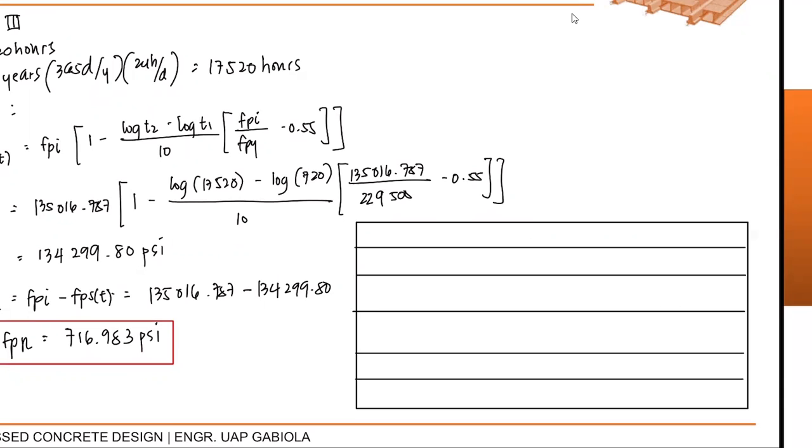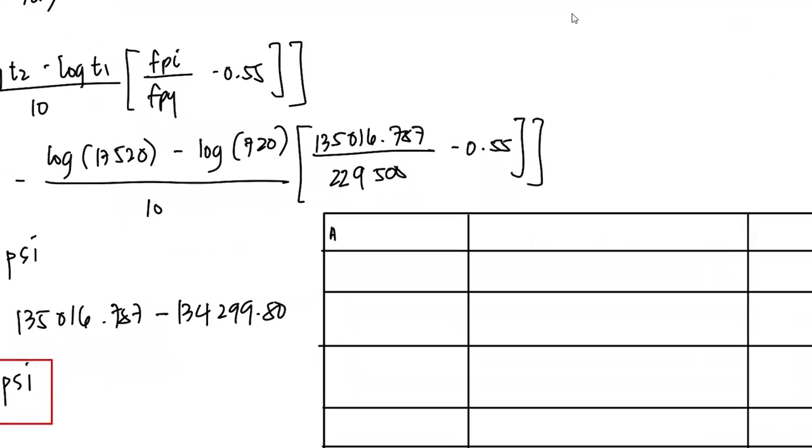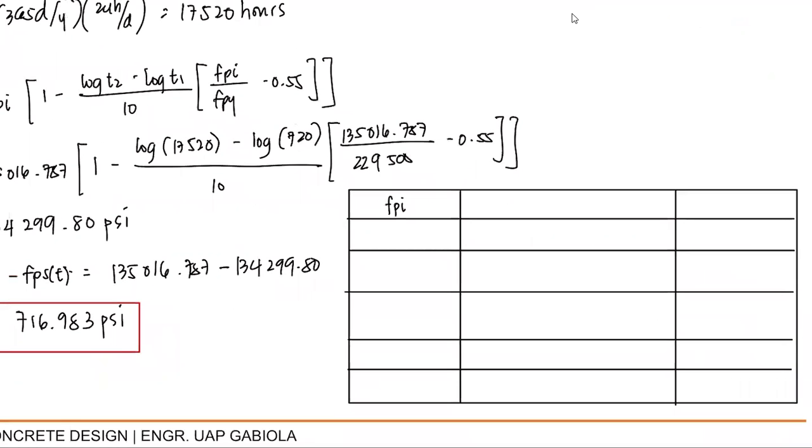Okay? So, ito yung first column natin. Dito nalalagay kung ano yung ating mga values, no? Okay? So, dito ilagay ko is yung ating FPI na lang to. Okay? So, yung value natin at the start is how much? 170,100. Okay? Then meron tayong elastic shortening.